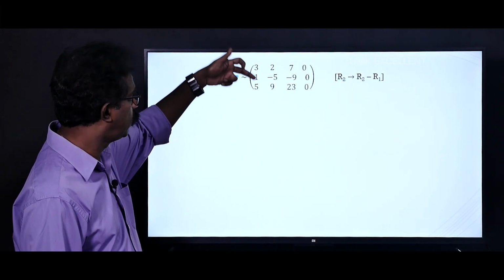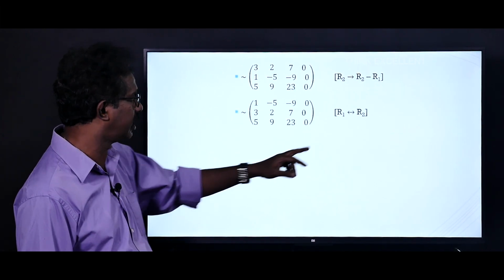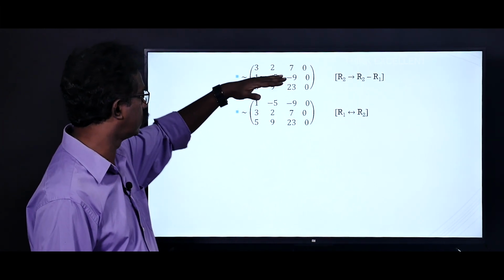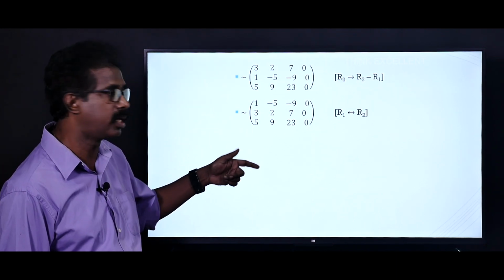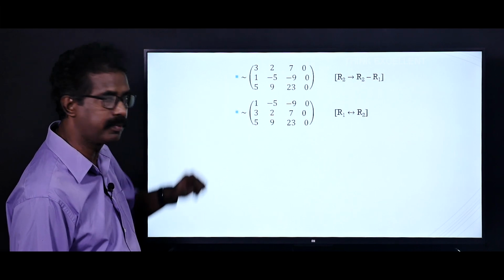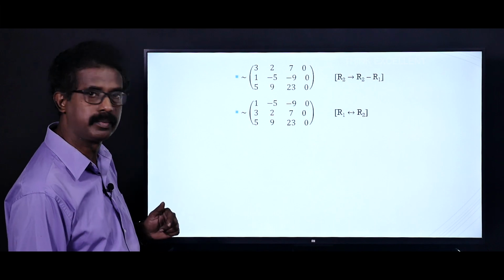Now that one we want to the first row. So what do you do? Interchanging first row and second row. So this goes up. Now we want to make these two numbers zeros. How can you make 0? 3 minus 3. So R2 is R2 minus 3R1.